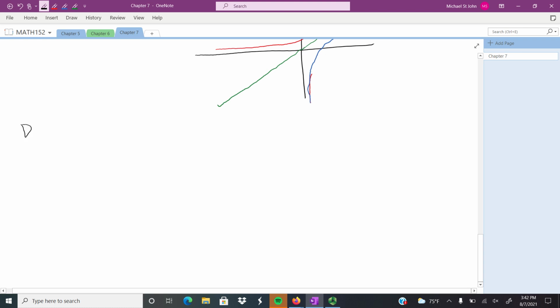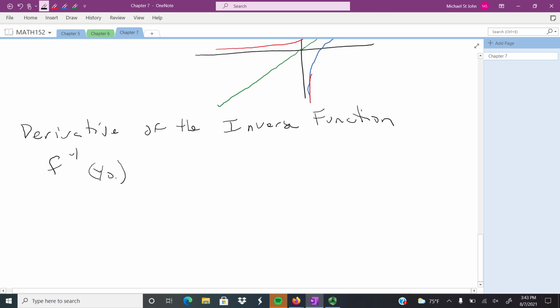So the derivative of the inverse function f inverse at y naught is going to be 1 over the derivative of f at x naught, where y naught is equal to f of x naught. So that is 7.1, which deals with inverses.